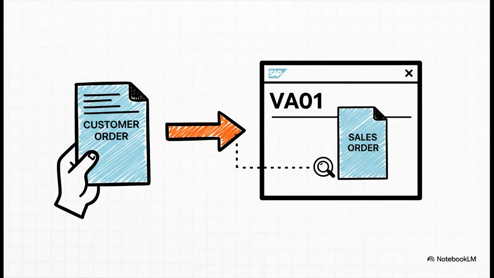And here's the trigger, right? The customer sends us their purchase order. That's our cue. We hop into transaction VA01 and create our own internal sales order, making sure to link it back to their PO number. For the user, it feels pretty straightforward, like a simple data entry task.